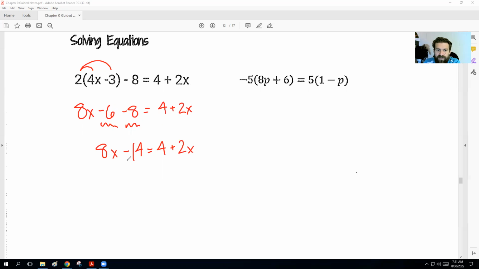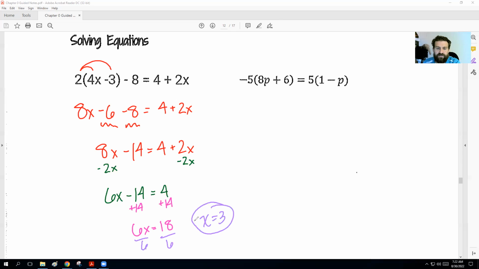Now that we've simplified both sides, we're going to get rid of the smaller x since we have x's on both sides. 2 is smaller than 8, so we get rid of the 2x by subtracting it. 8x minus 2x is 6x, and we get -14 equals 4. Now to get rid of the -14, we add 14 to both sides. We get 6x is equal to 18. Now we're one step away, so divide by 6. x equals 3.